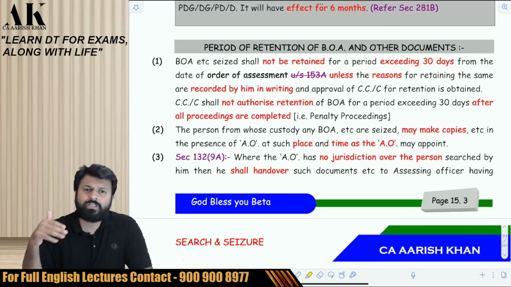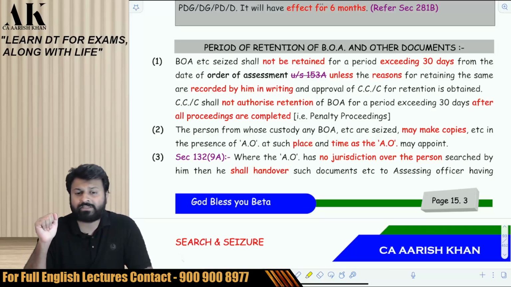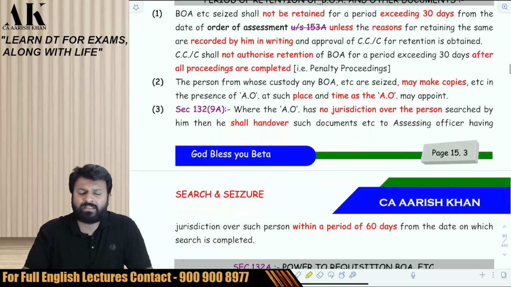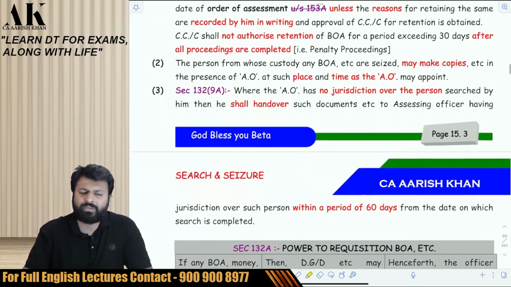And once the penalty proceeding is completed, then he has to return the books of accounts within 30 days after that. Okay. Now, in the meanwhile, if the assessee wants copies of the books of accounts, he can tell the assessing officer, and the assessing officer will give you the copy.